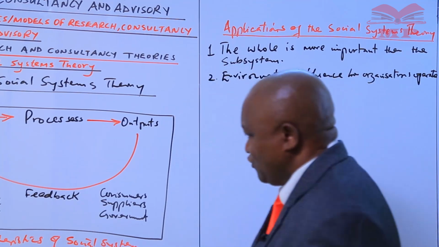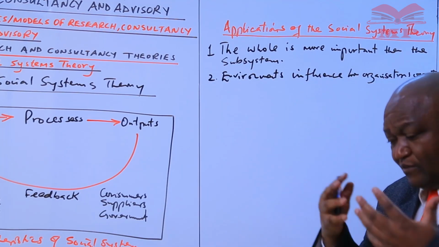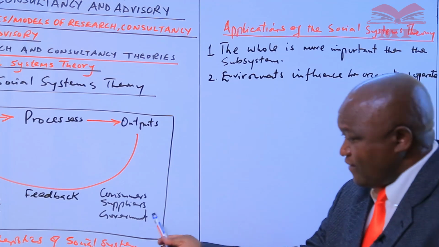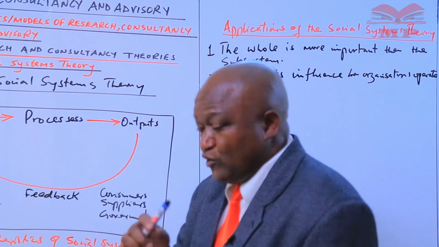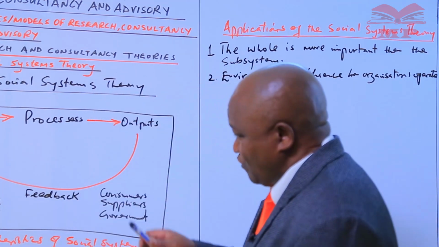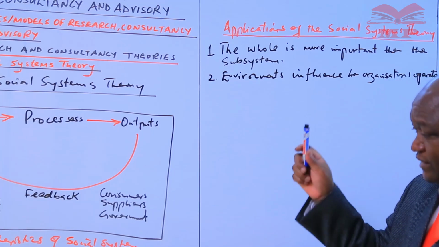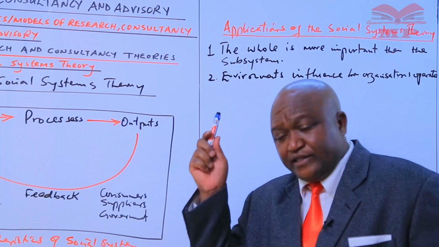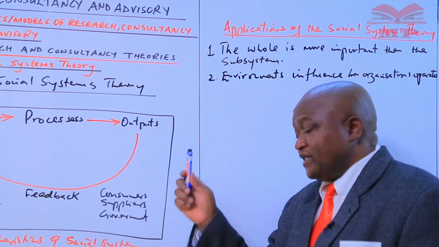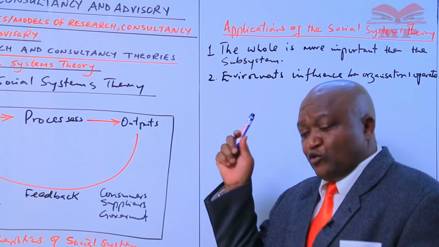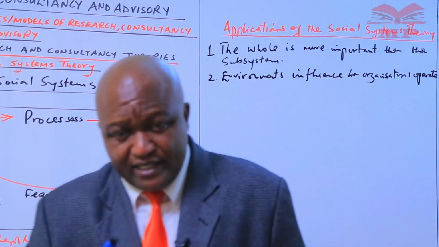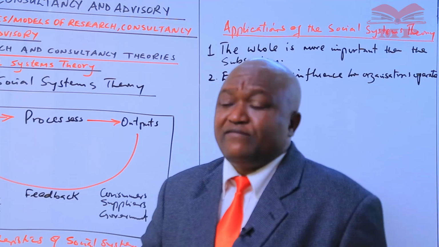Let us take an example. You have an organization that is in the manufacturing sector. Now, government and government agencies, for example, you have NEMA. If an organization is manufacturing, it is expected to comply with the regulations that have been set by government and its agencies like NEMA. So if that organization does not comply, then that organization may suffer consequences.